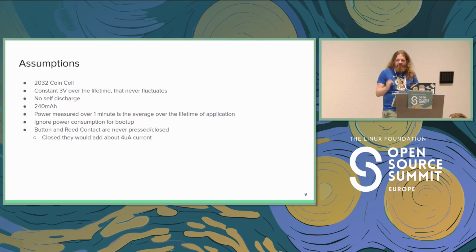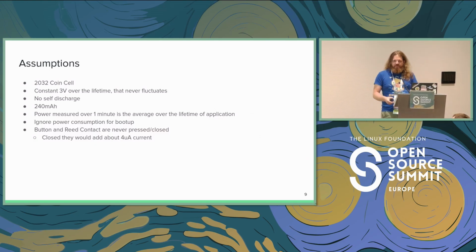So I made a few assumptions. I'm running on a 2033 coin cell. It has a constant voltage of 3 volts over the complete lifetime that never fluctuates. There's no self-discharge. It has 240 milliamp hours. The power measurement over 1 minute is the average over the lifetime of the application. I completely ignore everything that's boot up, because boot up takes a few milliseconds, whatever. And the button and the reed contact are never pressed or closed.